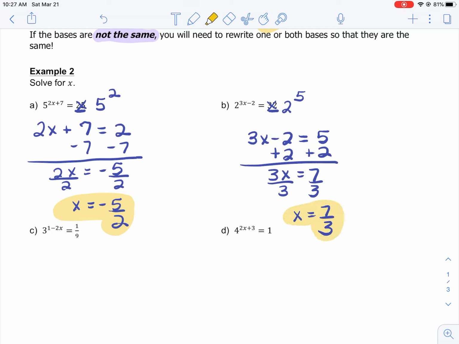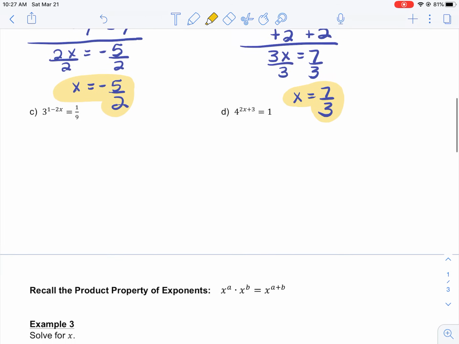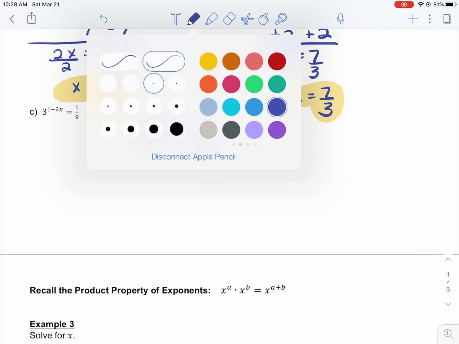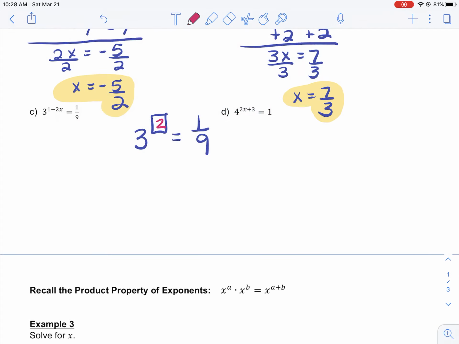Now we're going to review some properties of exponents. In the next example, we have 3 to the 1 minus 2x equals 1/9. In this case, we're not going to try to write 3 with a base of 1/9. Instead, we're going to try to write 1/9 with a base of 3. So 3 to what power equals 1/9? That's what I want you to think. We know 3 squared is 9, so we can put a 2 here, but we don't want 9, we want 1/9.